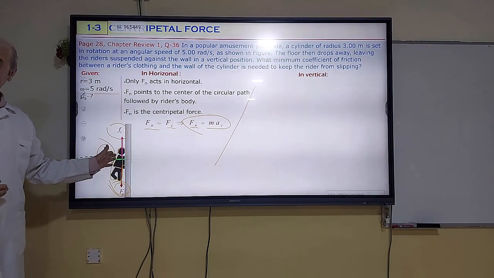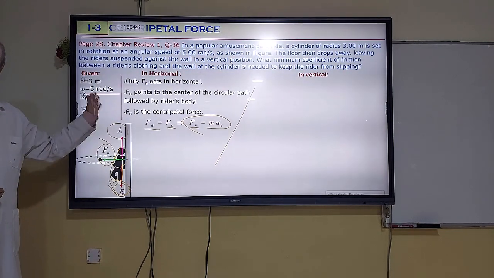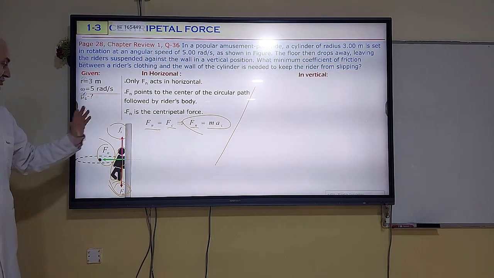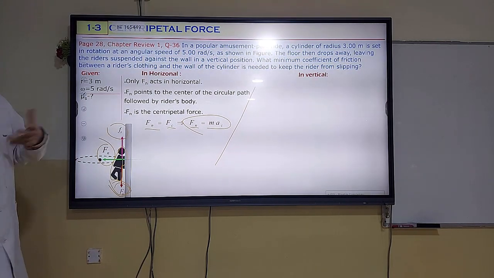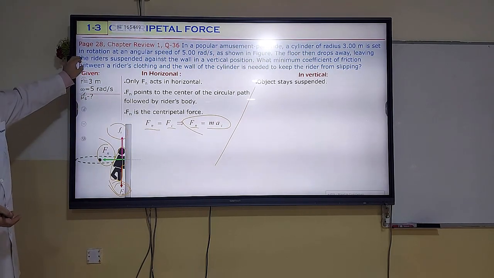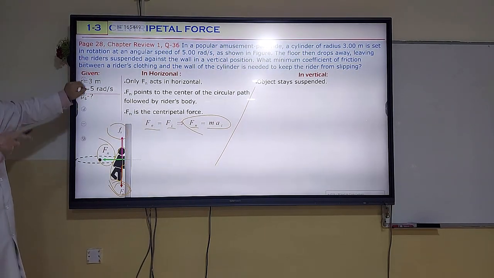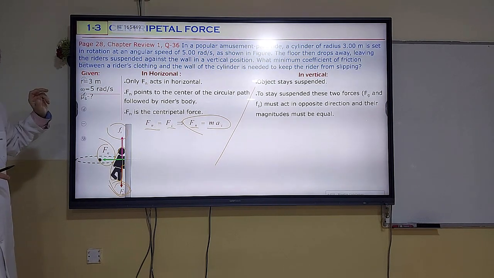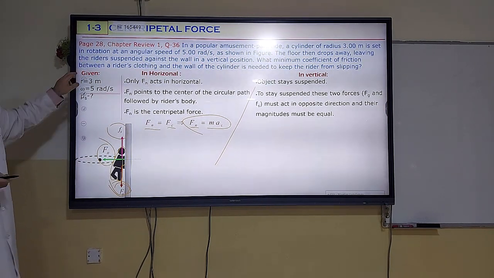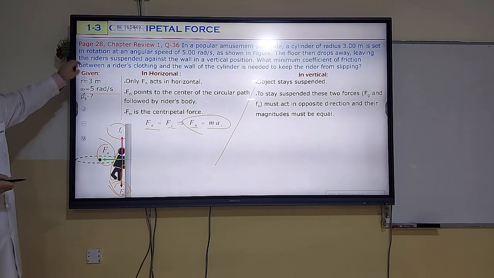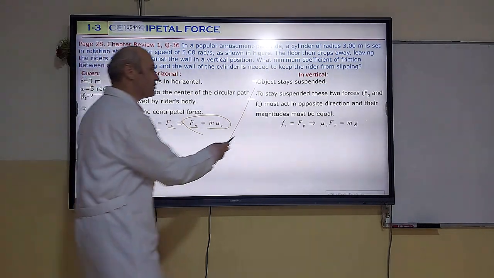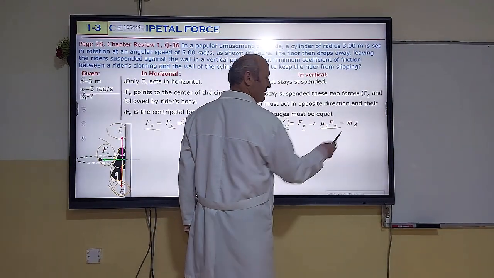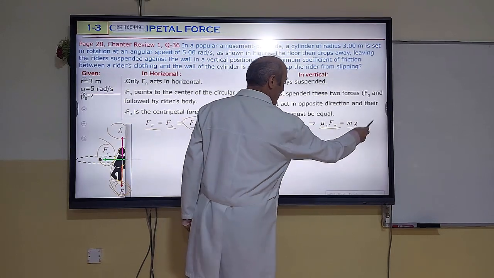This child is in equilibrium in the vertical. If in equilibrium, the net force acting on this child must be equal to 0. Now we go with the second fact. The object stays suspended, so Fs and Fg must be in opposite directions with equal magnitude, so their sum is going to be 0. And to make this, magnitude must be equal. Fs must be equal to Fg. I write the equations: Fs equals mu s times Fn, Fg equals m times g.